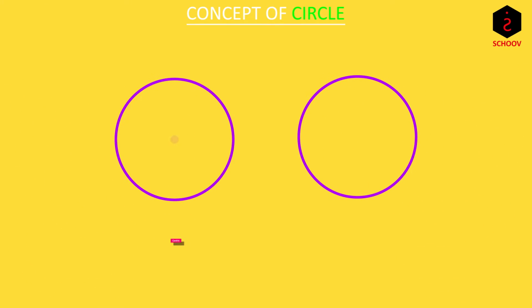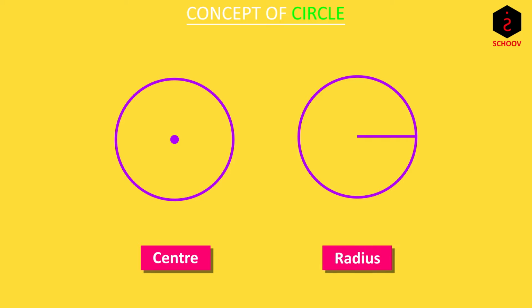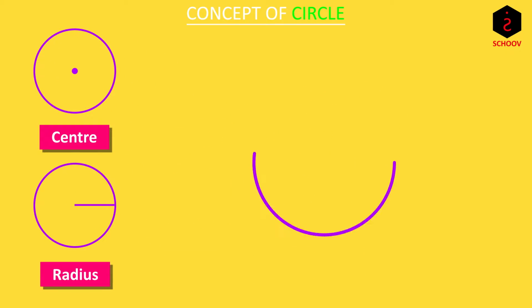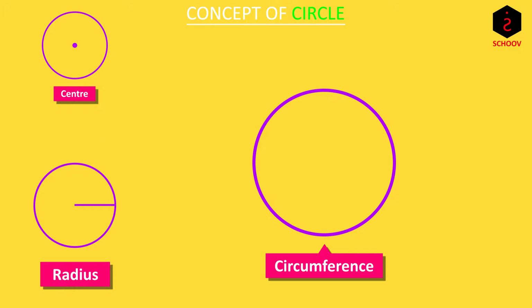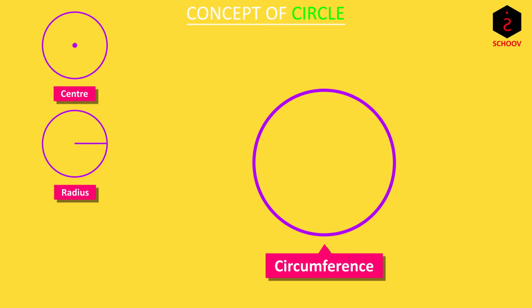You have learnt center. You have learnt radius. Now, what is this boundary on which you moved? This is called a circumference. Center, radius, circumference.